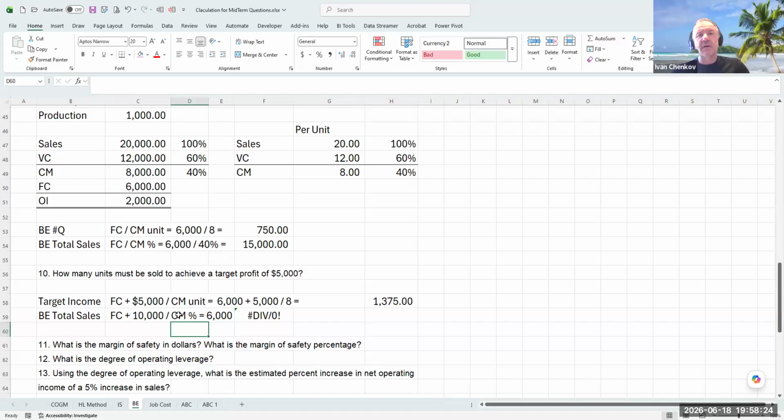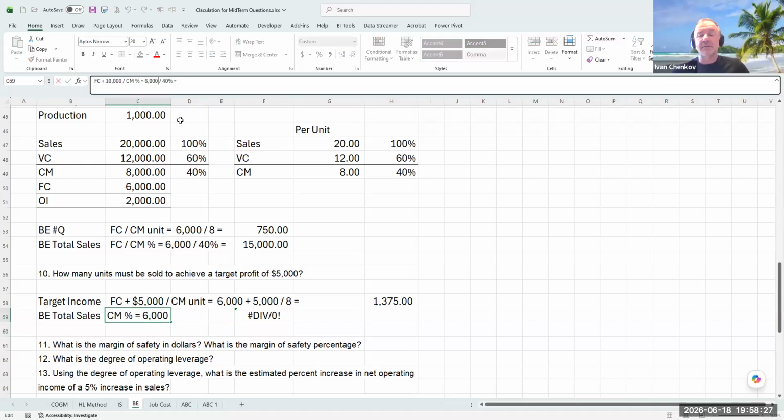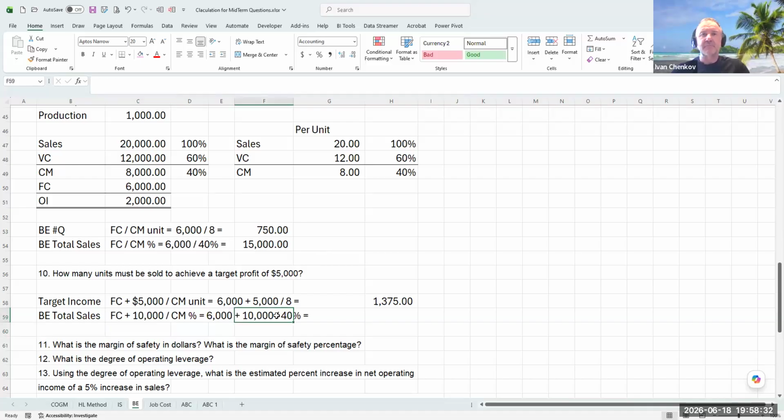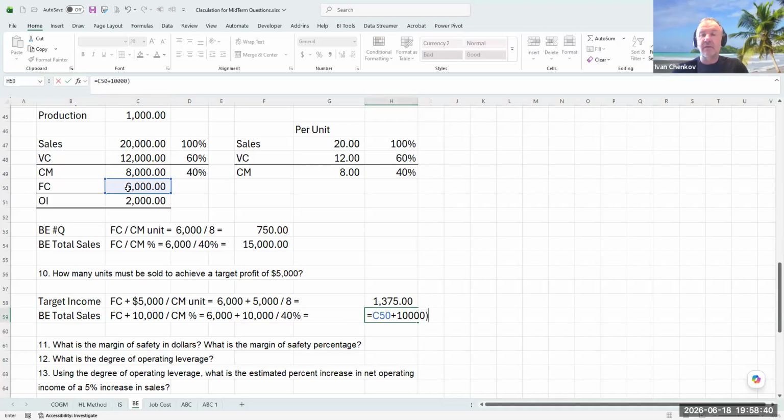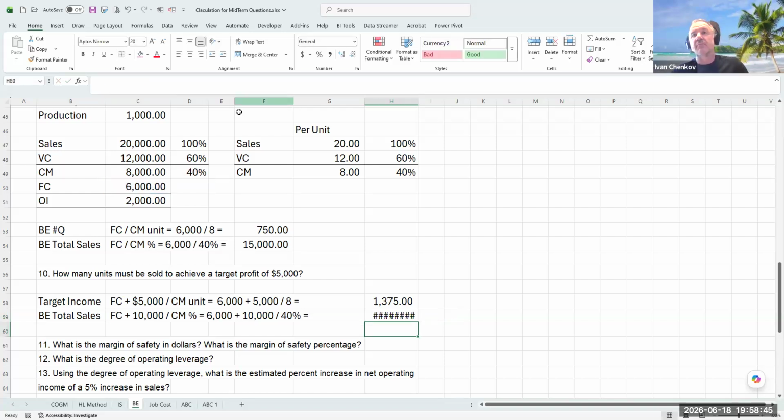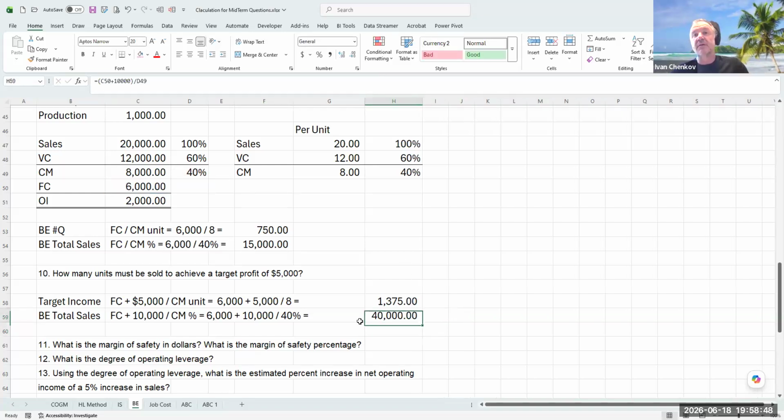So in our formula here, I'm just going to keep adding, and it's 6,000 plus 10,000, bracket, divided by 40% contribution margin ratio, and that's going to give me that my total sales in order to achieve 10,000 has to be 40,000. 40,000 times 40% is going to give me 16,000. 16,000 is going to cover 6, and I'm going to have 10 left.